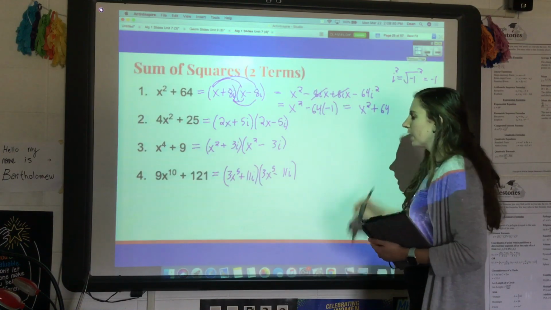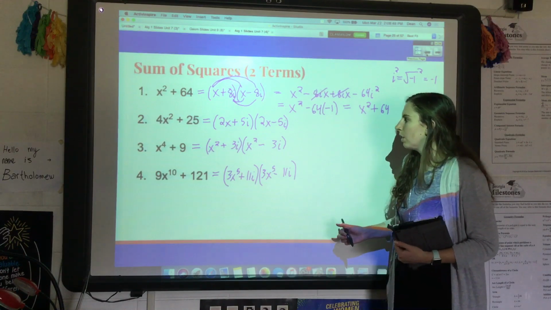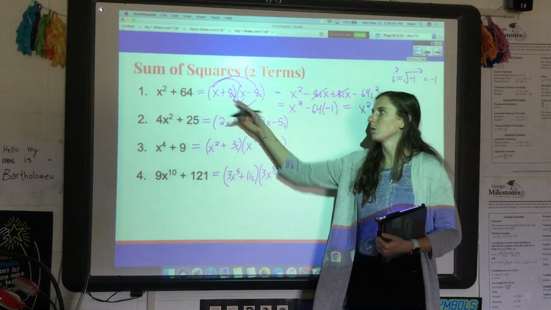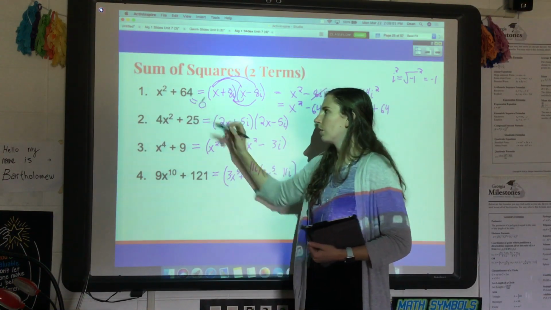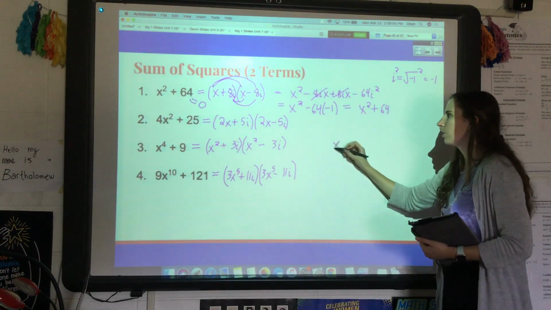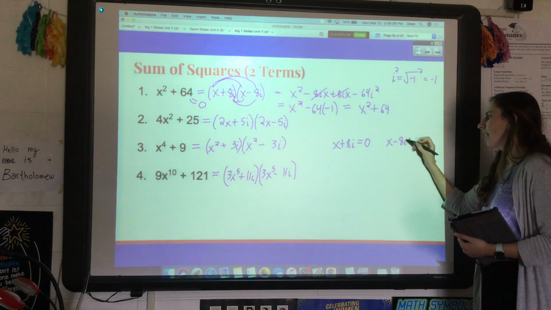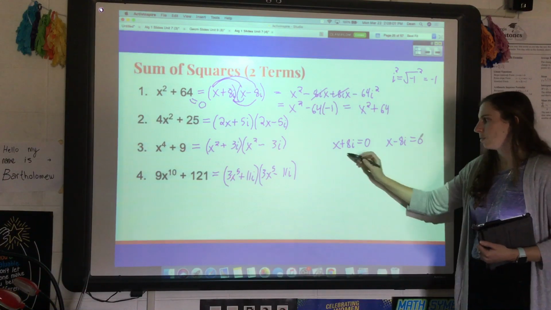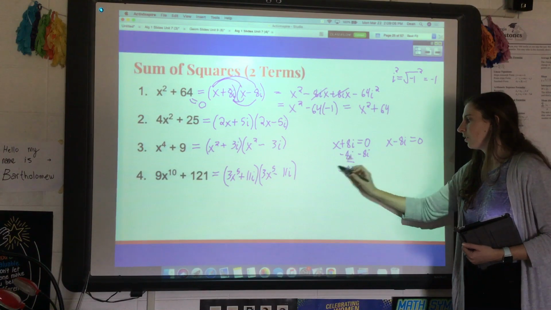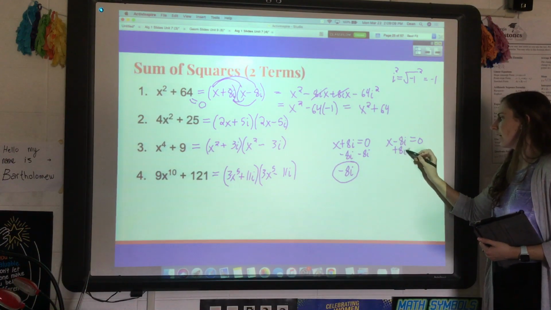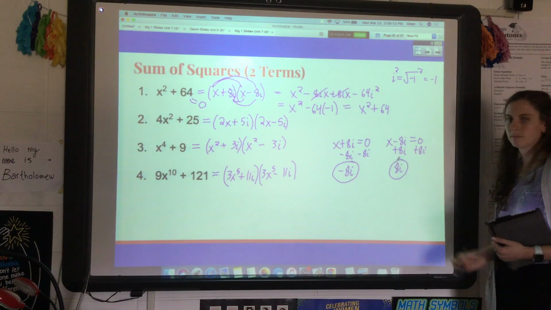And remember, if you want to actually get from these to the solutions, you just set them equal to 0. So for example, let's take this first one. If I want to get where this equals 0, then you just set both of them equal to 0. So do x plus 8i equals 0 and x minus 8i equals 0, which is just going to be negative 8i for one of your solutions and positive 8i for the other solution. So there you go.